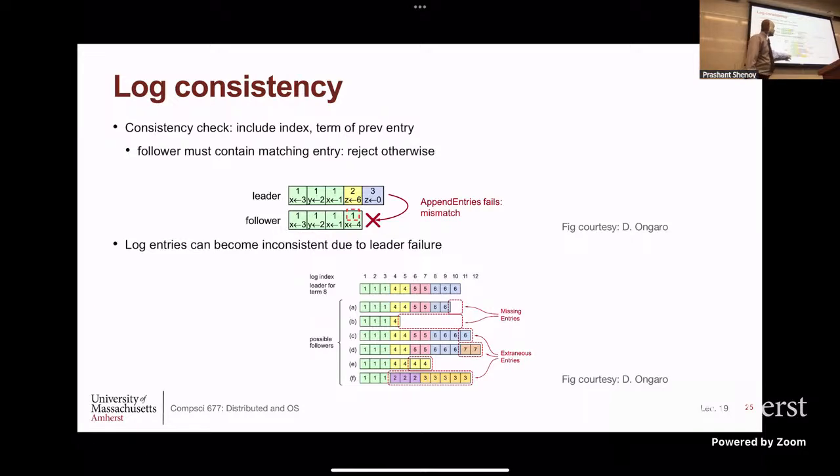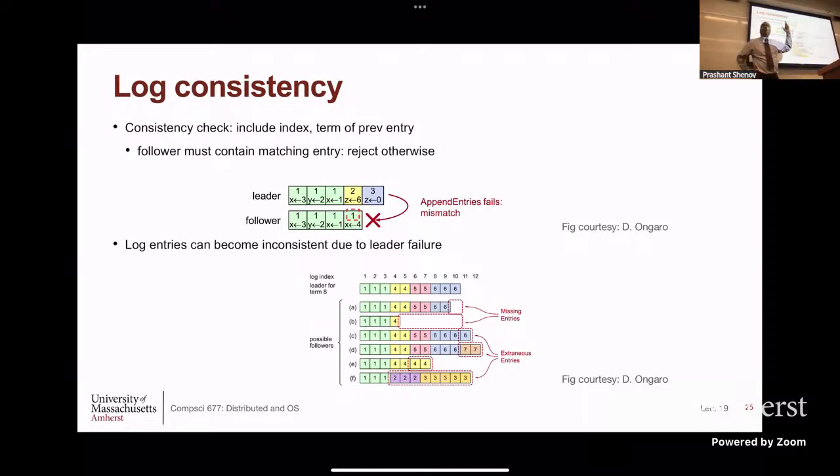Okay, and here are other examples. The top one is the leader. You will see that it has yellow, green, yellow, pink, and blue terms, right? And you will see that these followers have all kinds of problems. This follower has 1 missing entry. This follower has several missing entries. These followers have extraneous entries. This follower seems to have a term that nobody else has seen.